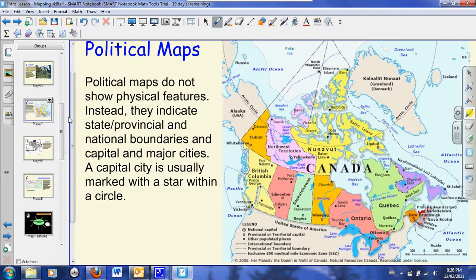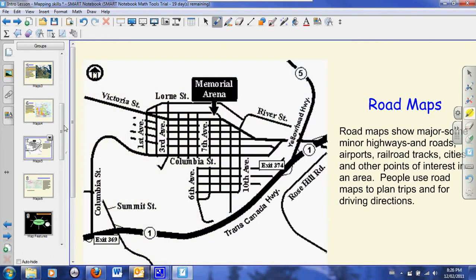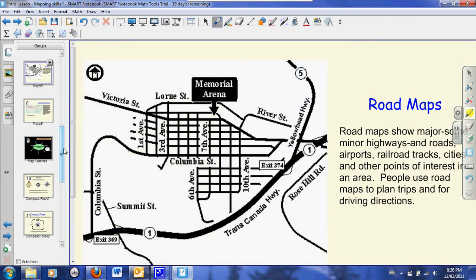The next type of map is a political map. We're familiar with this because every time we open up an atlas, this is what we're looking at. Political maps show boundaries, provincial or national. In the States, it would show state lines, and it would also, of course, show the border between Canada and Mexico. It also shows cities. Capital cities are usually indicated with a star within a circle to highlight it a little bit more, because it is a more important city. So that's political maps.